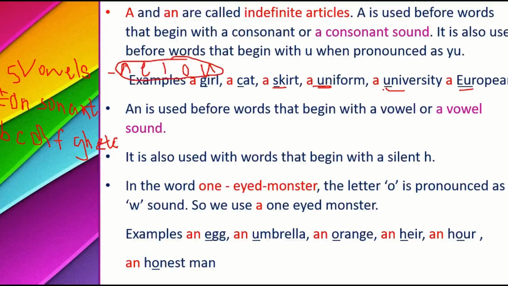And the last one is beginning with the letter E, but the sound is not the E sound. It is the U sound again, U, European. So these three words have consonant sounds. That's why we have used A over there.